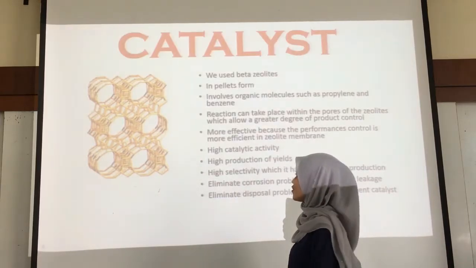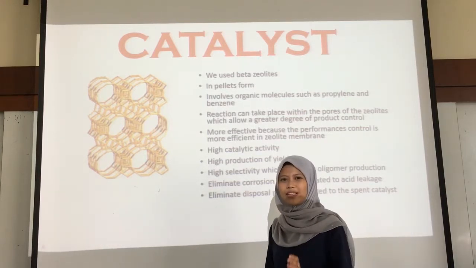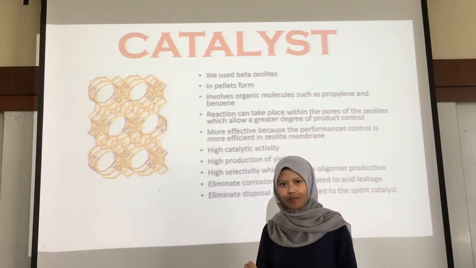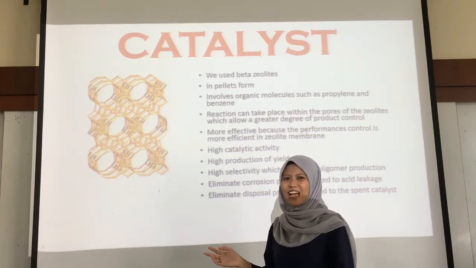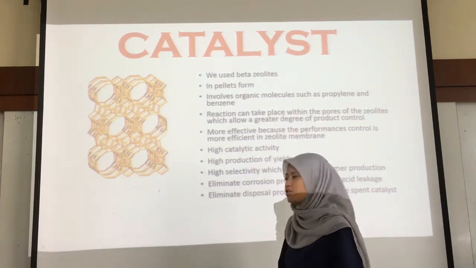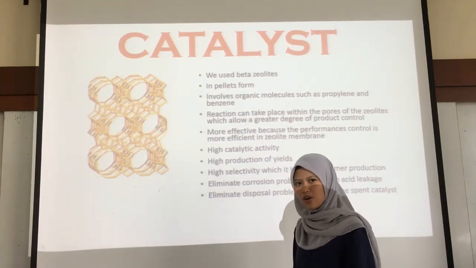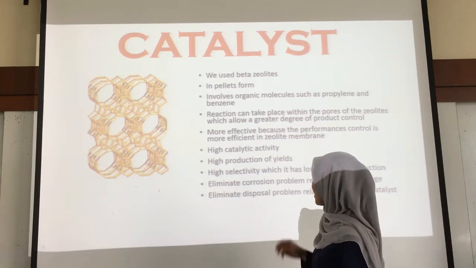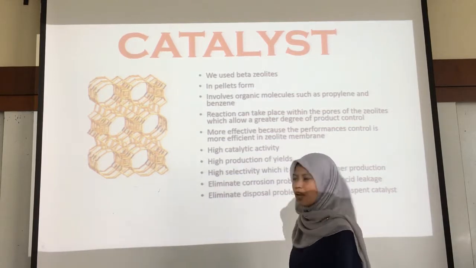Next, the type of catalyst that we use is beta zeolite. As we all know, a catalyst is very important in a process because it can speed up the reaction. Beta zeolite is in pellet form. Zeolite has many types, but we choose beta zeolite because it can produce a high yield and high selectivity, and it can eliminate corrosion and disposal problems. Most importantly, it is more effective because the performance control is more efficient in zeolite membrane.